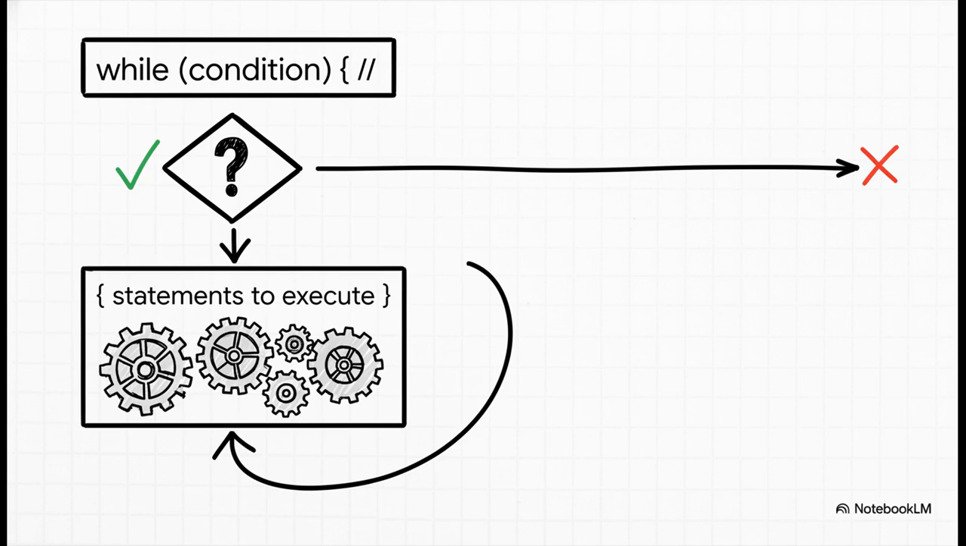And here's what it looks like. You've got the while keyword, and then inside the parentheses, you have your condition. If that condition is true, boom, the code inside the curly braces gets executed. After that, it goes right back to the top and checks the condition all over again.